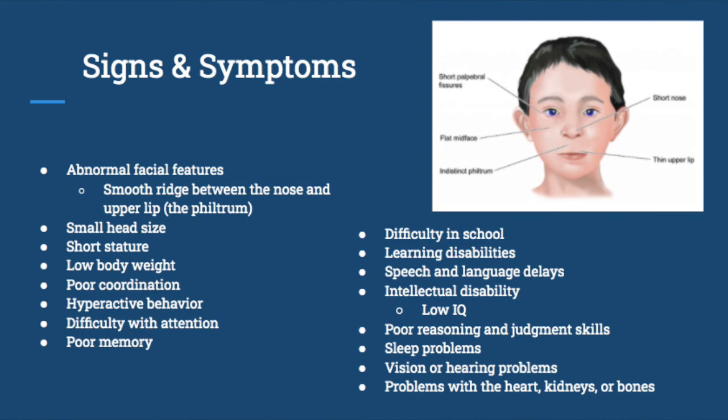Signs and symptoms. In children with fetal alcohol syndrome, you can see abnormal facial features: a smooth ridge between the nose and upper lip, small head size, short stature, low body weight, poor coordination, hyperactive behavior, difficulty with attention, poor memory, difficulty in school, learning disabilities, speech and language delays, intellectual disability, low IQ, poor reasoning and judgment skills, sleep problems, vision or hearing problems, problems with the heart, kidneys, or bones.